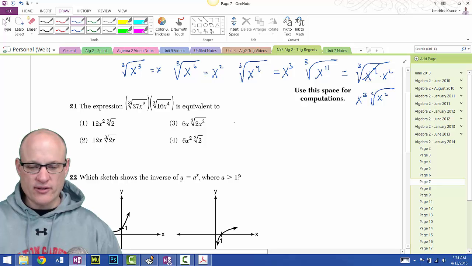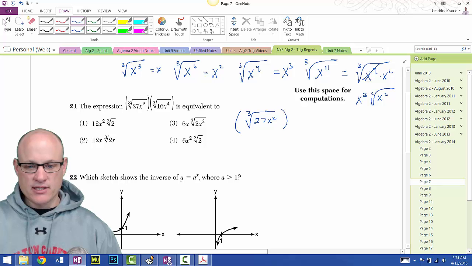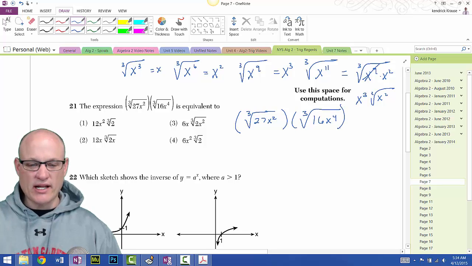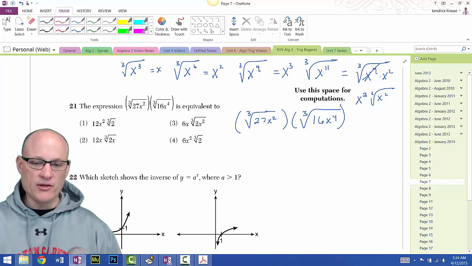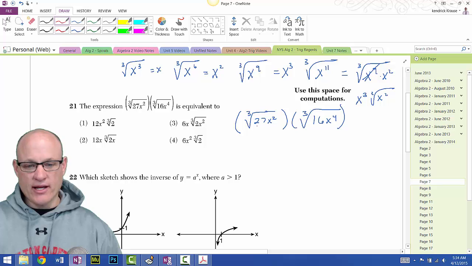So let's look at this then. They actually decided to make this one a little bit nastier than normal. 27x squared times the cube root of 16x to the 4th. I'm going to tackle this slightly different than I normally would because this is nasty.